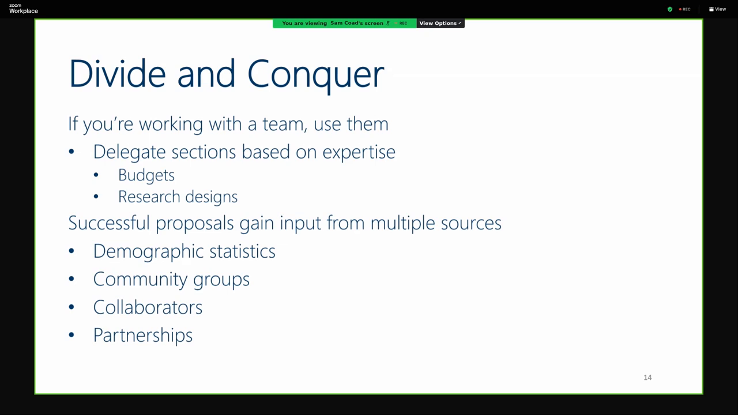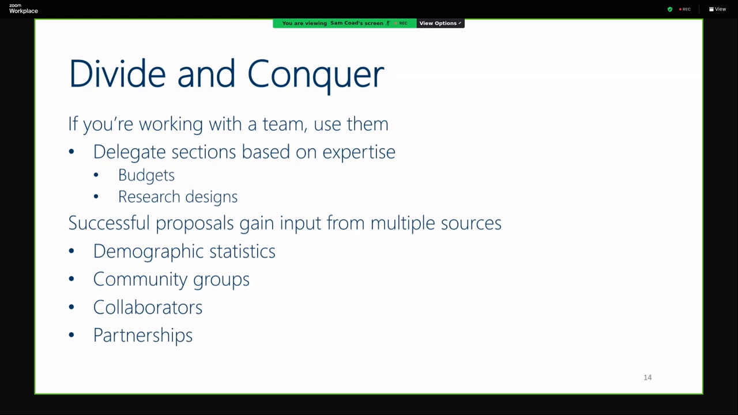It'll also take pressure off of you as the primary grant writer, because it's not a solo sport, and having someone to look over the budgets or to put together one for you or to contribute to the introduction or something like that can make it a lot easier.